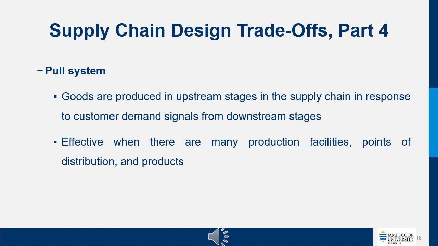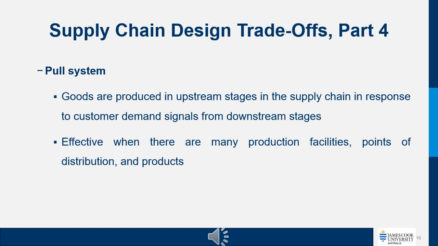On the other hand, we have the pull system. Goods are produced in response to actual customer demand signals from downstream stages of a supply chain. Production is initiated as orders are received or as customers request products. This system aims to minimize inventory levels and respond quickly to fluctuations in customer demand.